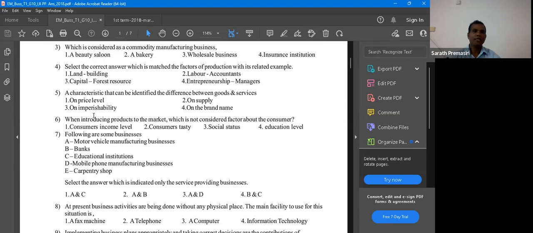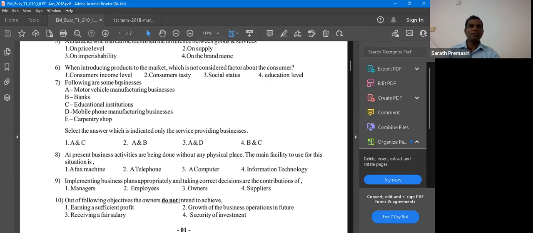Sixth one. When introducing products to the market, which is not considered a factor of the consumer? About the consumer: consumer's income, consumer's taste, social status, education level. The answer is number four.